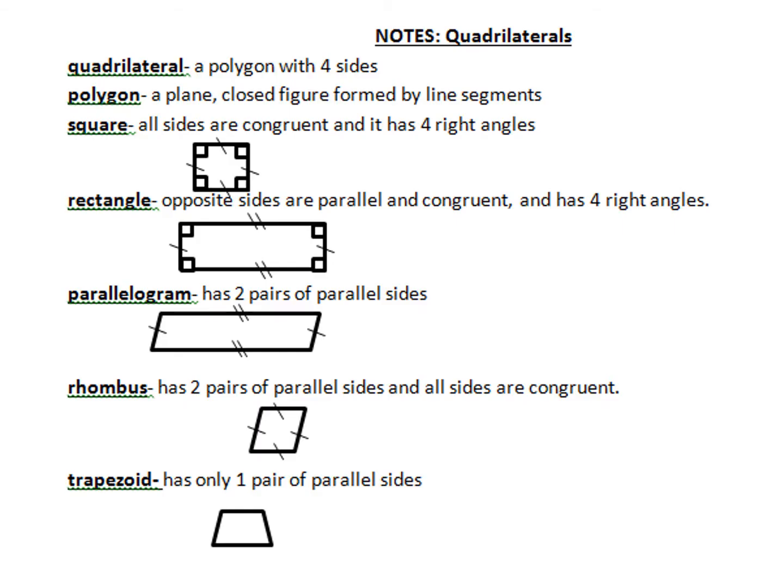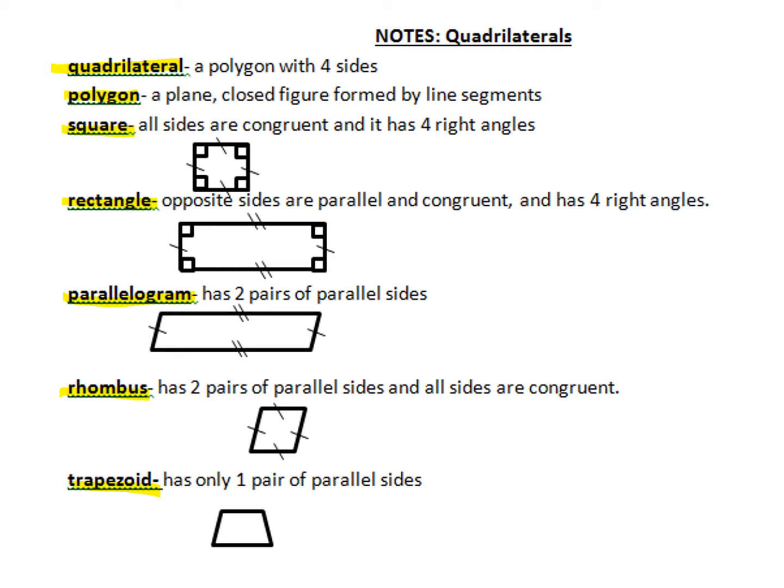All right. So in our notes, I have given you the list of the most common quadrilaterals that we will use in 5th grade. Of course, a quadrilateral is a four-sided figure. It's a polygon with four sides and four angles. That's the only requirement for a shape to be called a quadrilateral. It must have four sides and four angles.